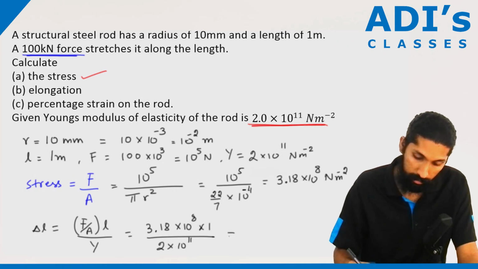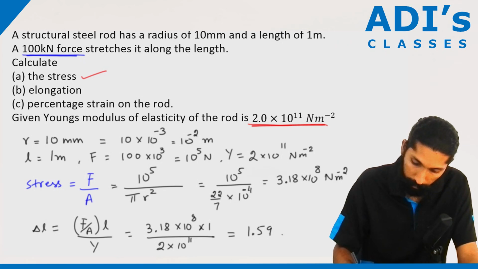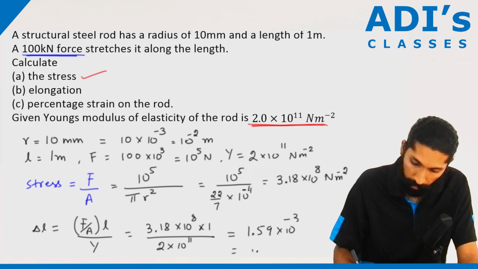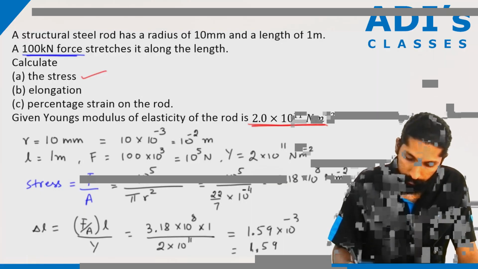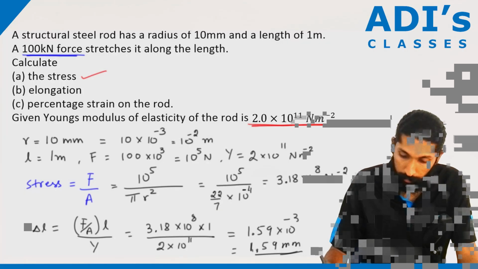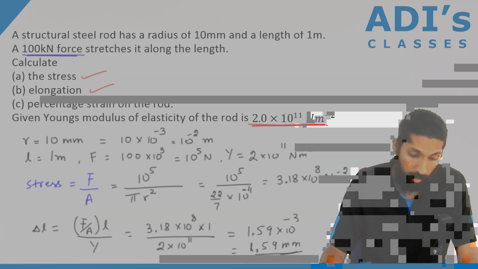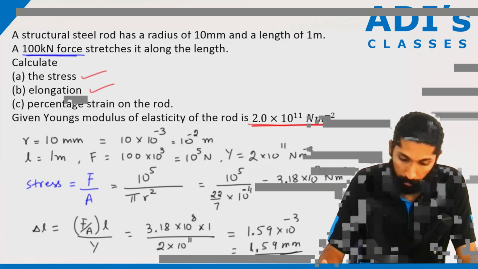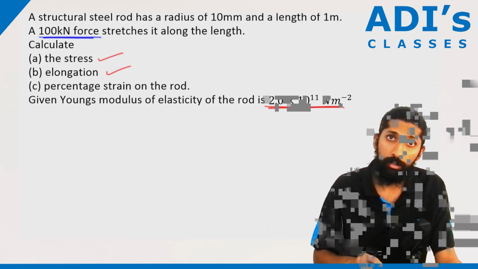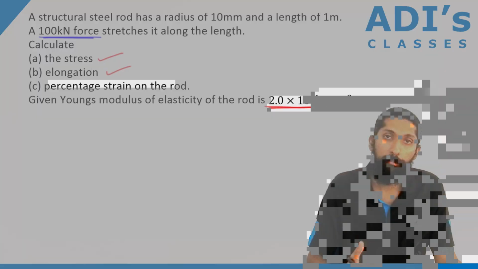If you calculate this, you will get 1.59 into 10 to the power of minus 3, or you can say 1.59 millimeter. So this is going to be the elongation. We are done with the elongation part also. The next part is percentage strain on the rod. This is the third part. For percentage strain, what do you have to use? Strain is delta L divided by L. So calculate delta L by L, multiply that by 100.